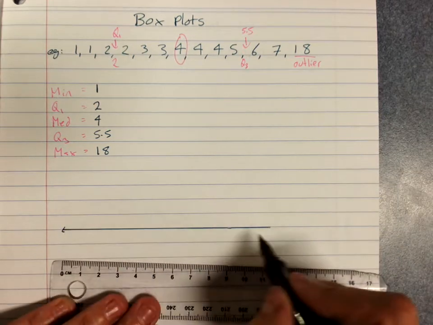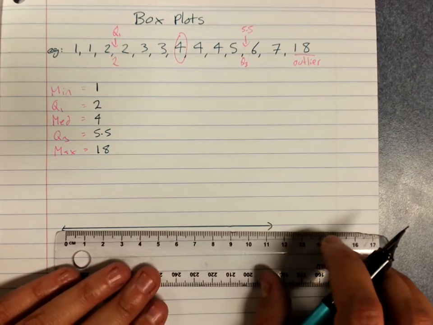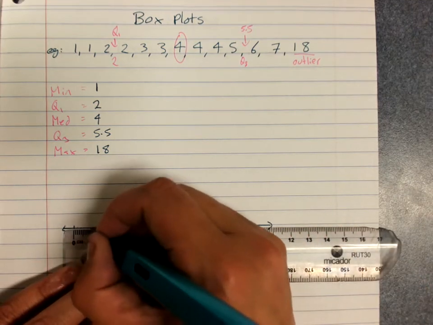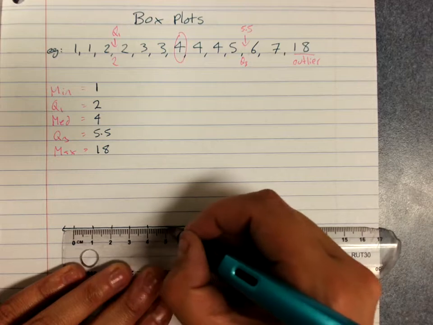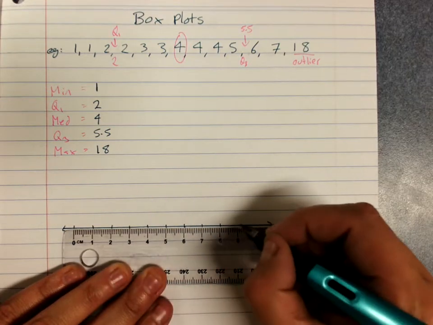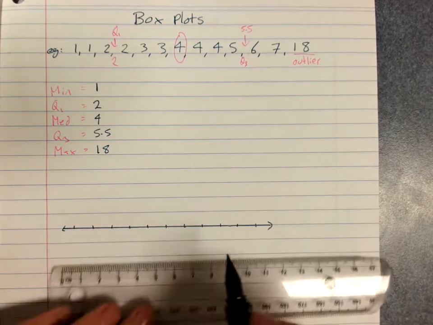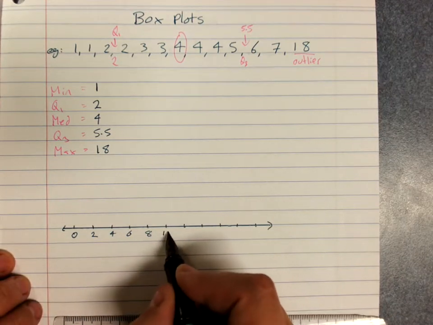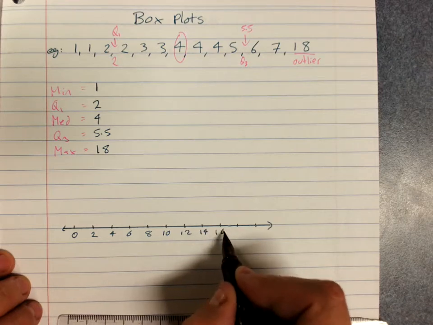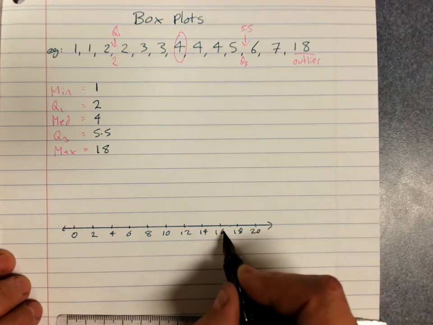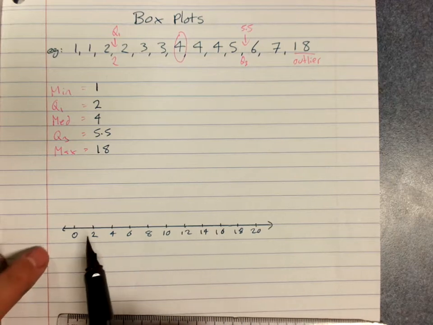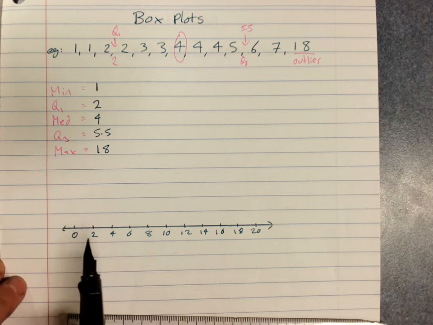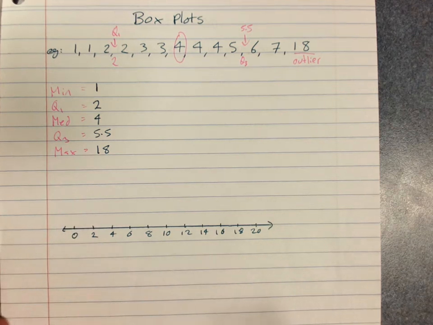Draw yourself a number line big enough to fit, and make sure you've got even gradations, as you always would, of course, with a number line. It is a good idea to go a little bit outside of the range that you need. So I need 1 to 18. I've gone 0 to 20.